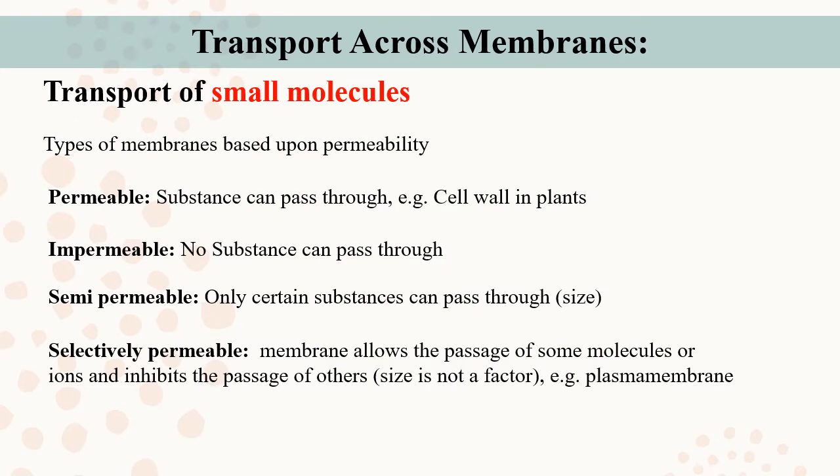Different types of membranes are present depending upon permeability. A permeable membrane allows substances to pass through, for example the cell wall in plants. An impermeable membrane never allows any substances to pass through. A semi-permeable membrane allows certain substances to pass through depending upon size. A selectively permeable membrane allows the passage of some molecules or ions and inhibits the passage of others, in which size is not a factor, for example the plasma membrane.